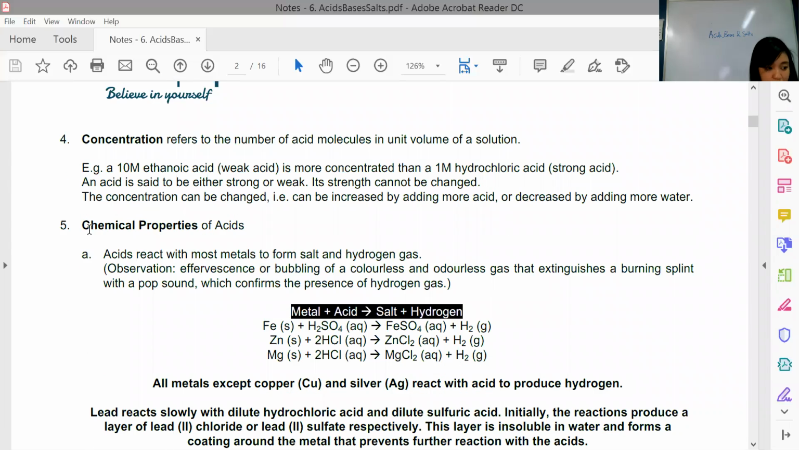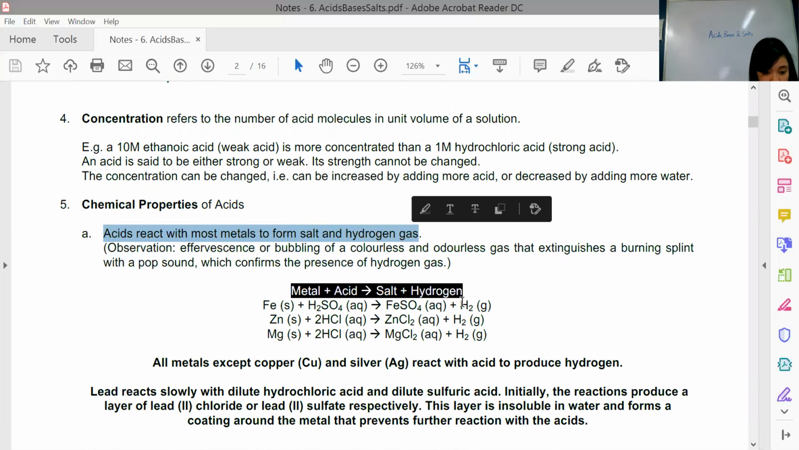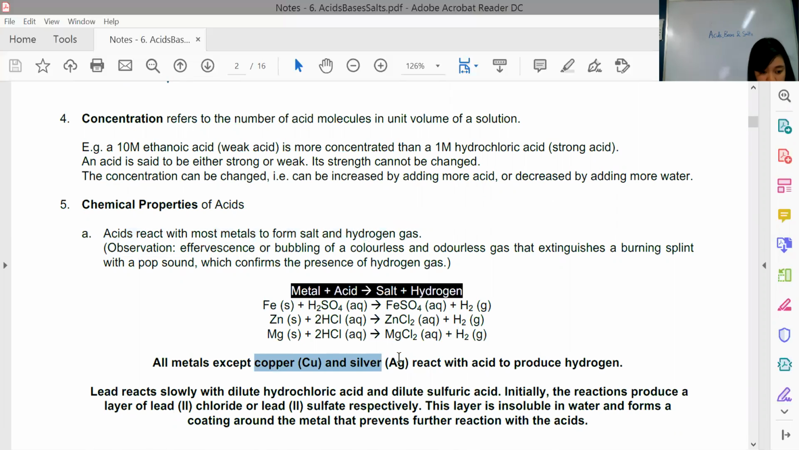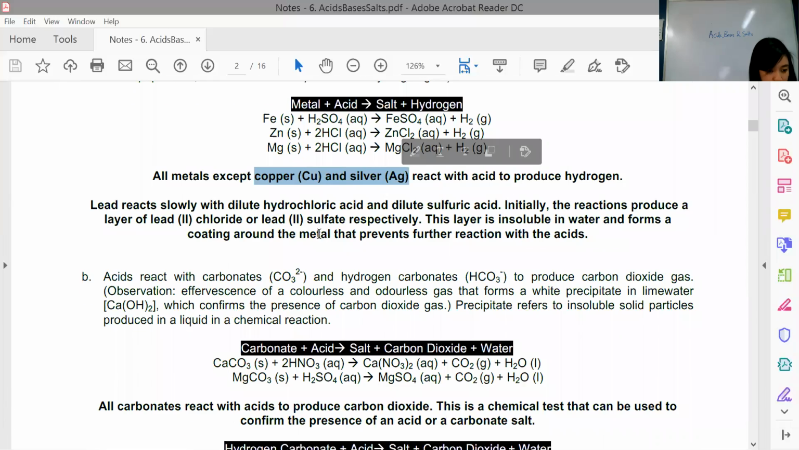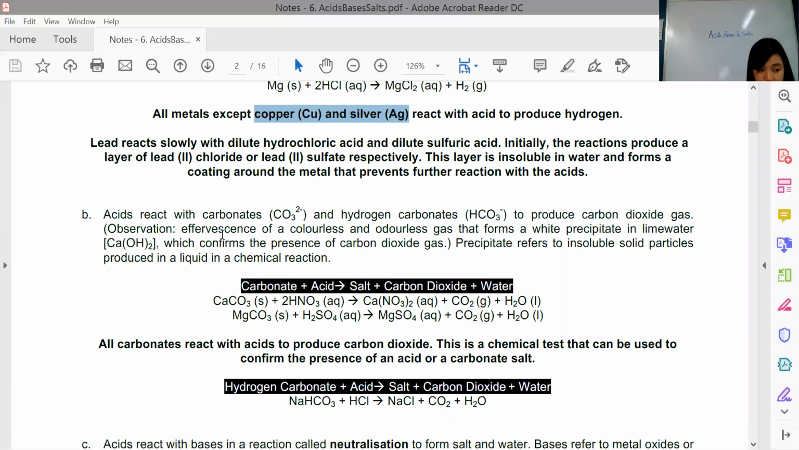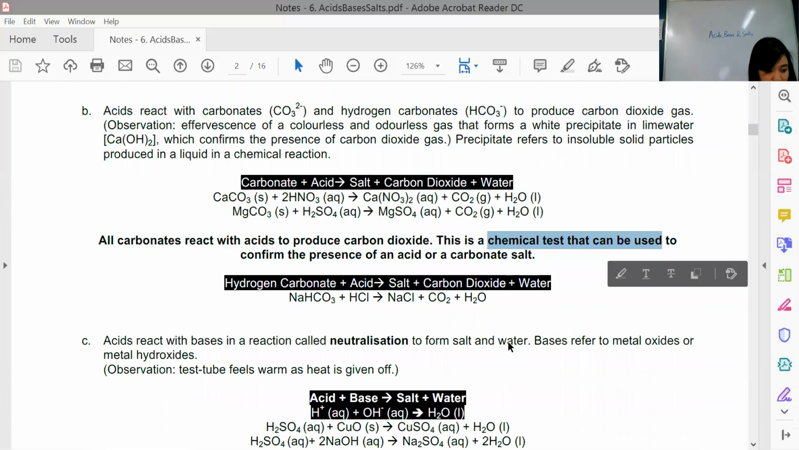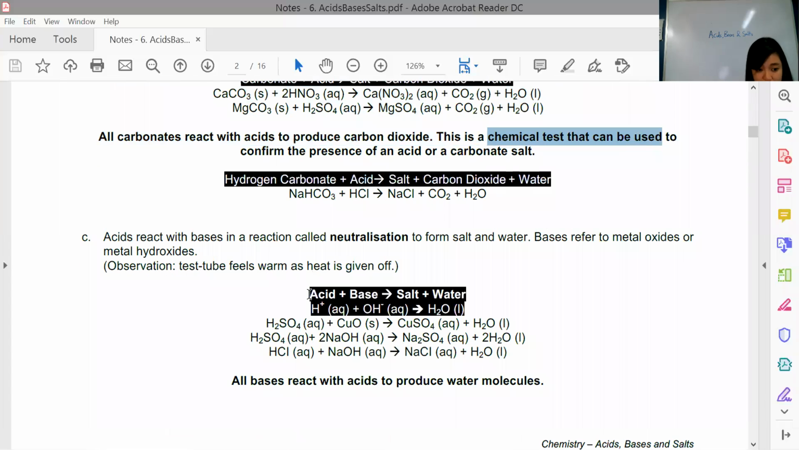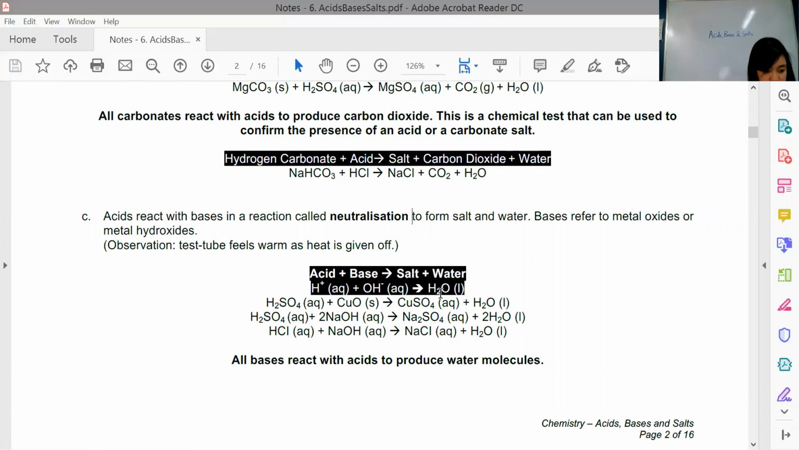Let us look at the chemical properties of acids. The first property, acids will react with most metals to form salt and hydrogen, the exception being copper and silver. Acids will also react with carbonates to form salt plus carbon dioxide plus water. And this will be the chemical test that can be used to confirm the presence of an acid or a carbonate salt. Acids also react with bases in a reaction called neutralization to get salt plus water.